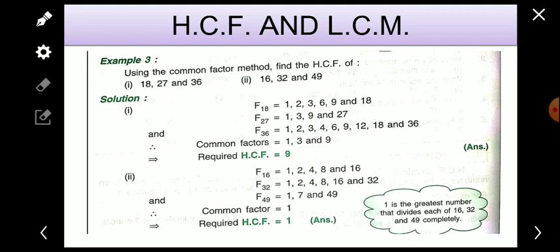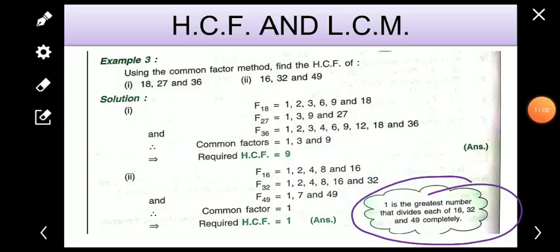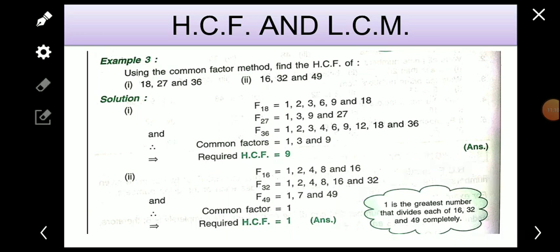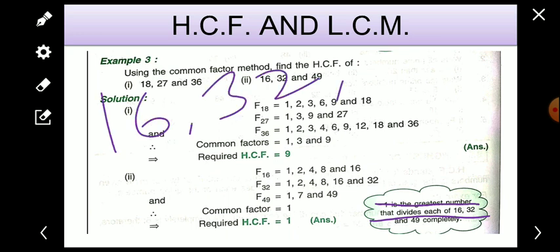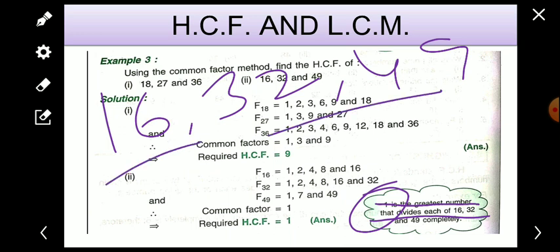Now here is an important thing: 1 is the greatest number that divides each of these completely. Here you will find that 1 is the greatest number that divides 16, 32 and 49. It means only 1 can divide all these three numbers, so 1 is the only common factor of all three numbers.